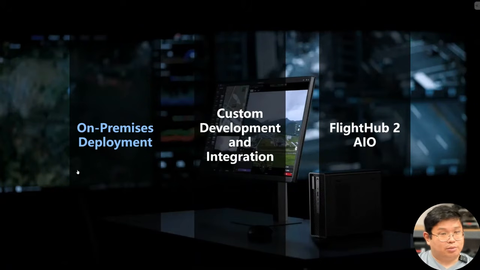In today's webinar, we're going to first talk about on-premises deployment, and do a little review of what the on-premises solution is. Then we're going to talk about the secondary development capability with the on-premises FlightHub 2. And then we're going to talk about a new product we're launching today, called the FlightHub 2 All-in-One server. So let's talk about on-premises first.